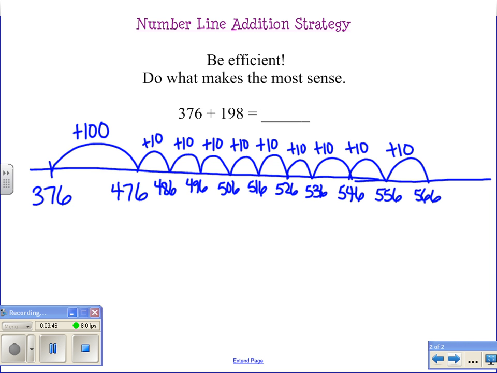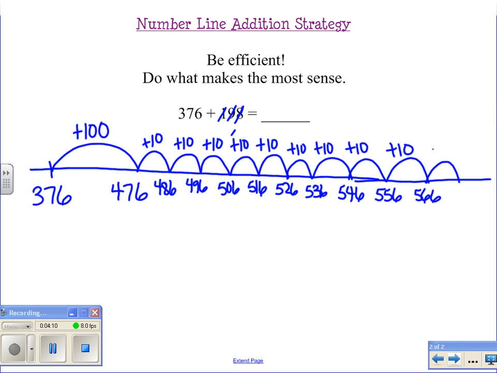I now need to add, so I added my 100. I added my 9 tens. Now I need to add these 8 ones. So 566. Watch what I'm about to do. In my head, it's kind of hard to add 8 right now from 566. So I'm going to get to what's called a landmark number. I know 8 can be split up into 4 and 4. And I know 6 plus 4 is going to get me to a nice landmark number of 70.